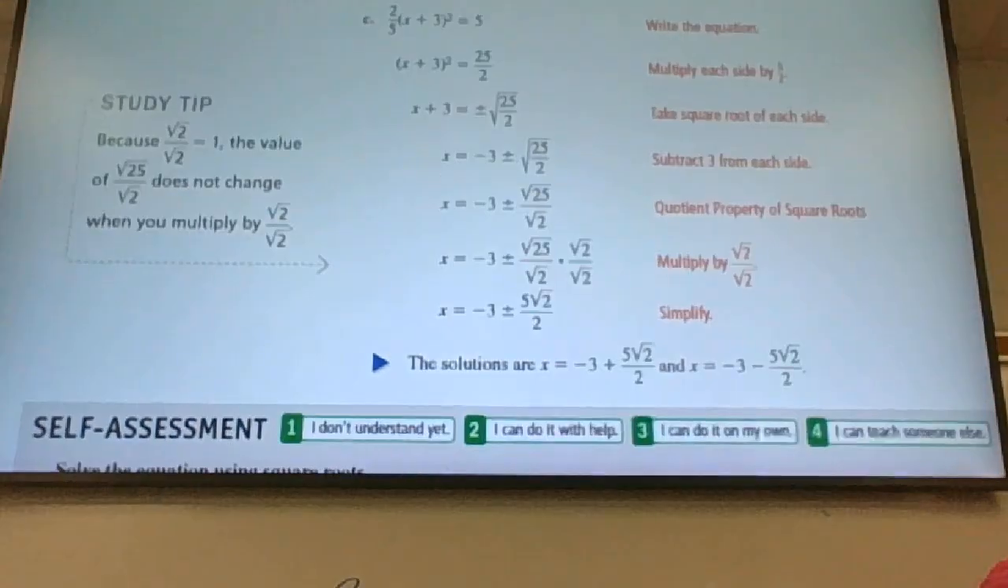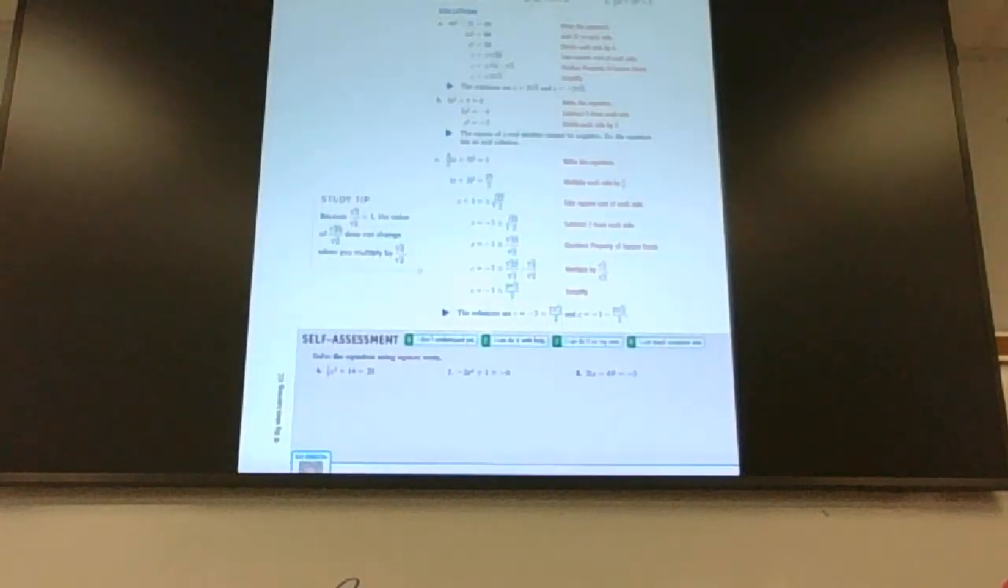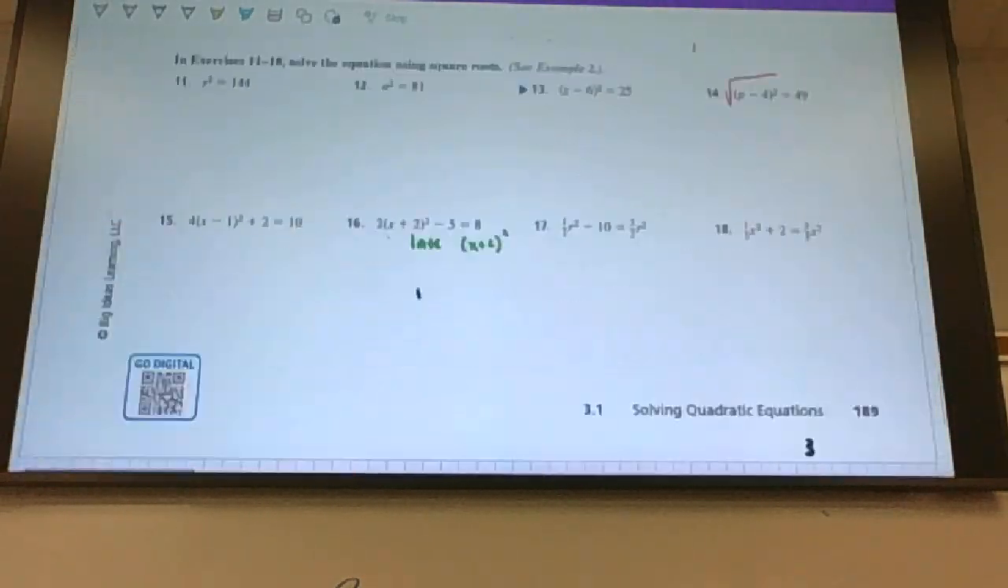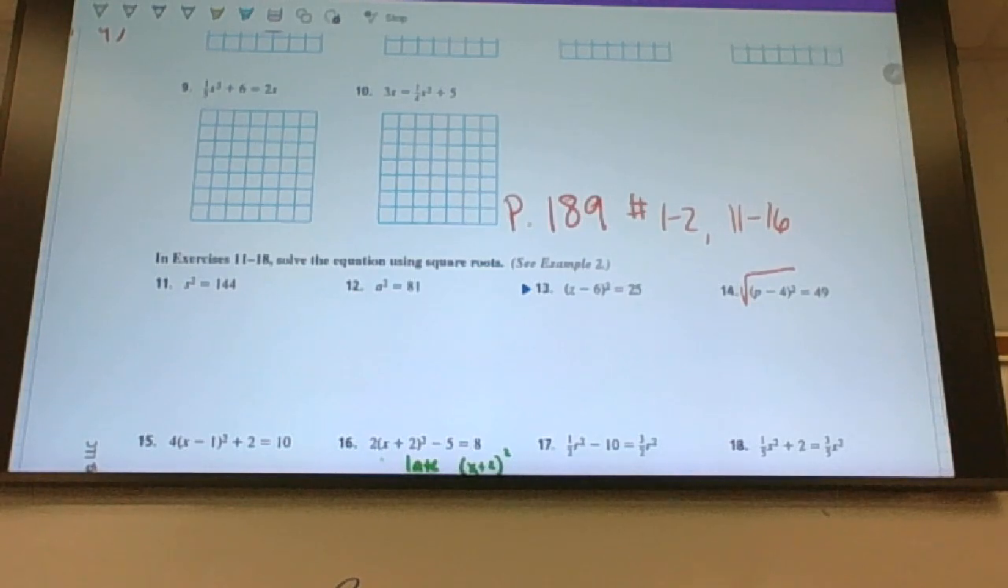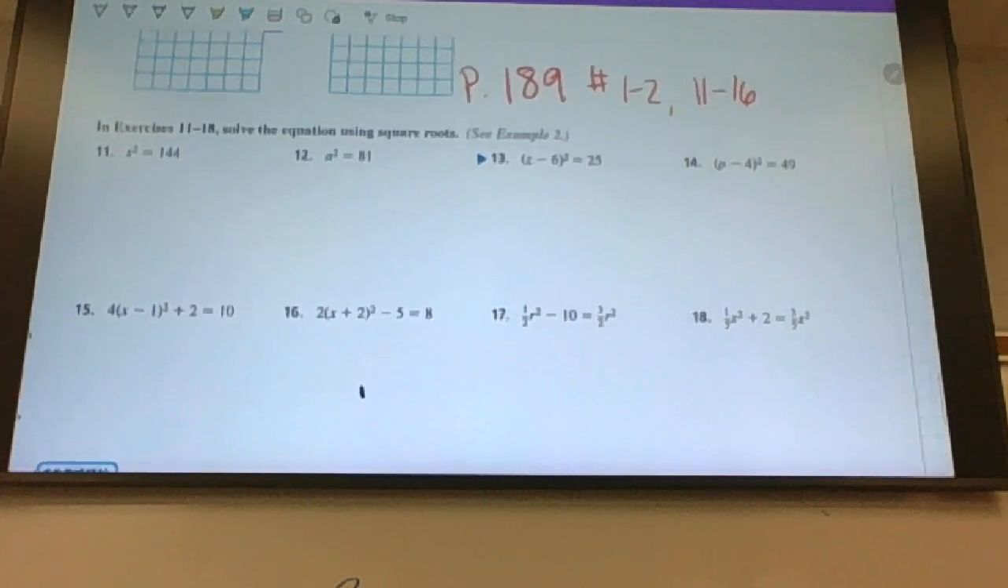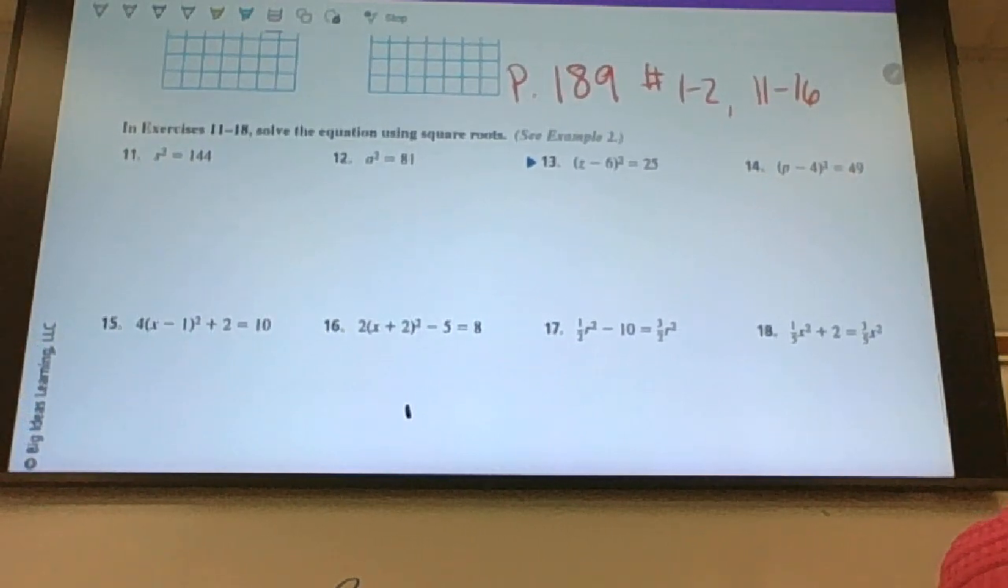Okay, that's a really good example for the more complicated ones, but let's just go to your assignment right now and try some of these. We're still on the same page. We already did number 1. We have to do number 2 and 11 through 16. So I'm going to do number 12 with you, and then I'll do 16 with you. Okay? So everybody go ahead and do number 12.